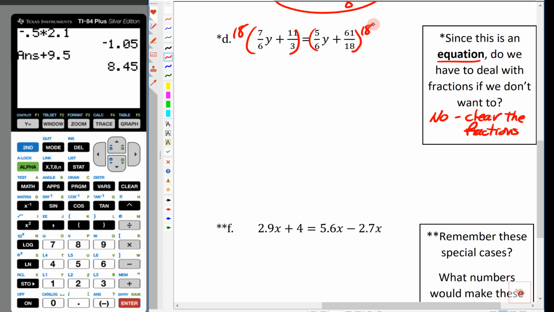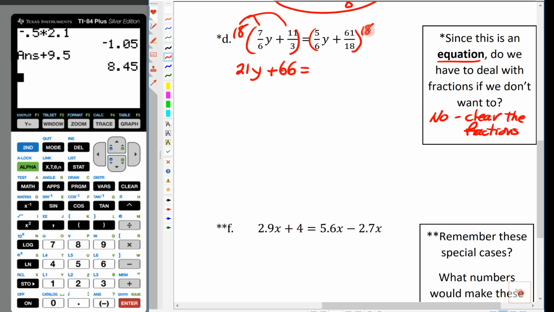Now, if you don't want to do this and you want to do this the old school way, that's totally okay. So here's what's going to happen. We're going to multiply each one of these by 18. Notice that the 18 will cancel off the 6. The 18 would turn into a 3, so we'd have 3 times 7, so that's going to be 21y. The 18 would cancel off with the 3, that would be a 6, so this would be 6 times 11, so that's going to be 66.